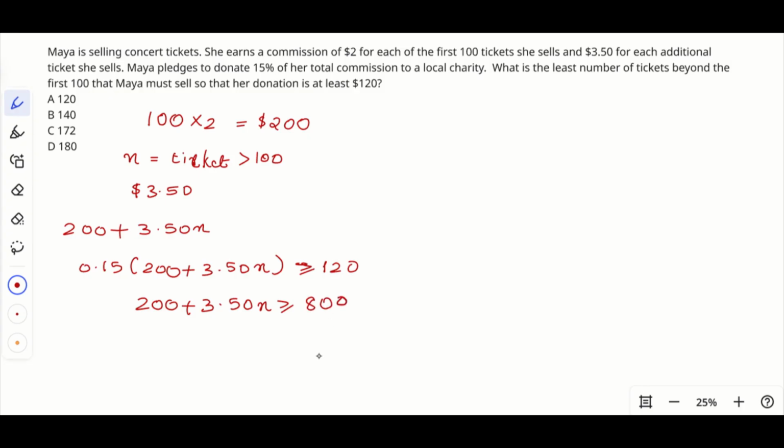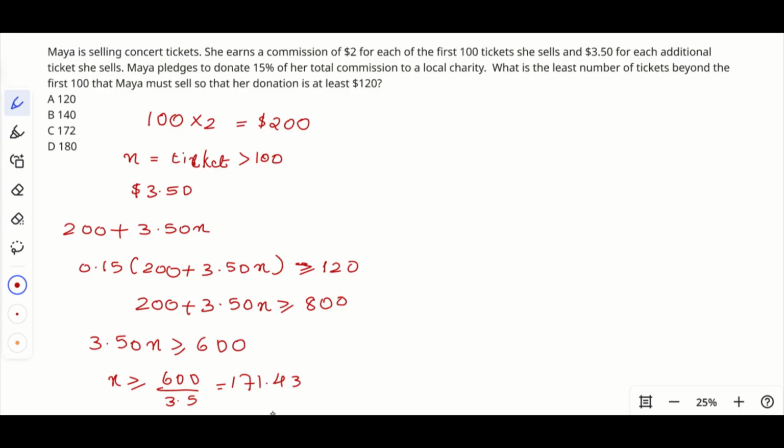Okay. This is our new inequality. So you can subtract 200 from both sides, or you can take this here. So you will get a new inequality: 3.50x greater than or equal to, subtracting 200 from 800, you will get 600. Okay. So you can divide 600 by 3.5. Then you will get x is greater than or equal to, let's do the math, and this is equal to 171.43. Okay, you will get this number.